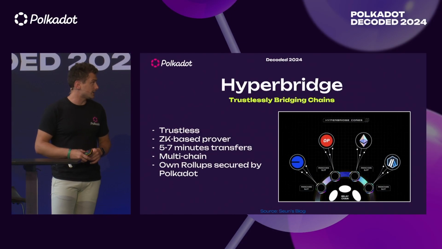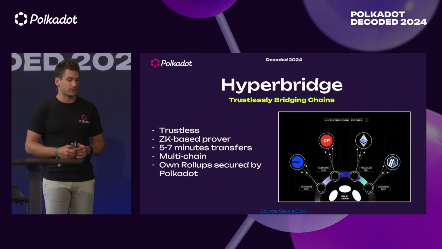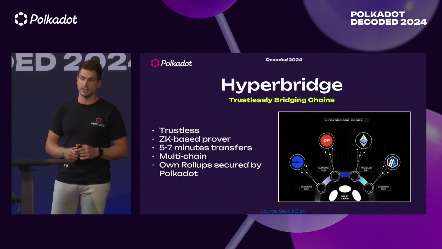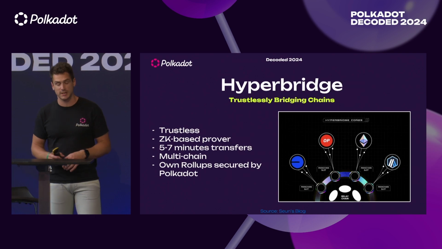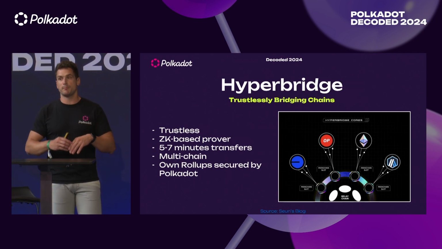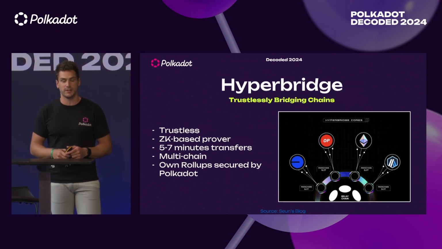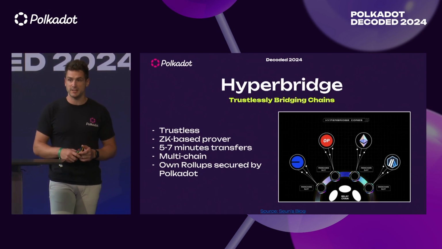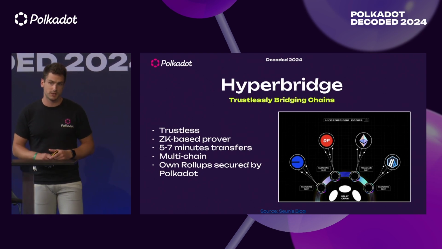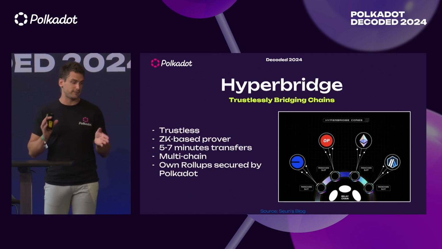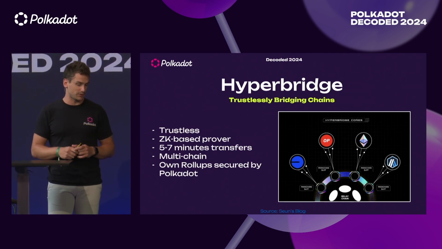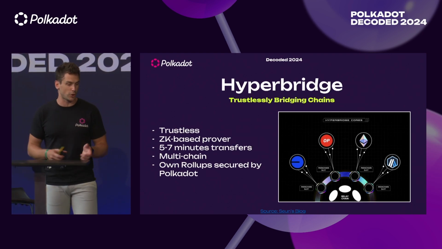Hyperbridge is another type of bridge. Snowbridge is one type of bridge that we already have. Soon we will also have Hyperbridge that will bridge to many different other ecosystems, not only Ethereum. It will be trustless and ZK based, which means that it's very fast from the prover side. And we have 5-7 minute transfers. It's multi-chain. Like you can see here, Arbitrum, Optimism, and other chains will be bridged to Polkadot.